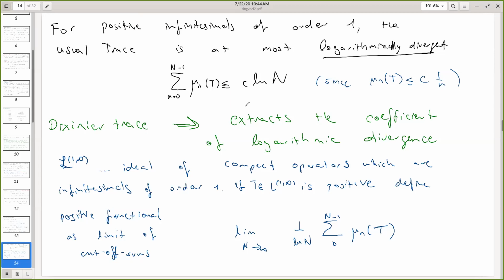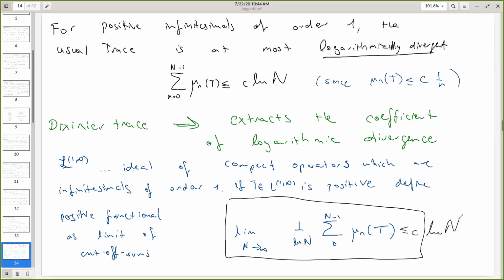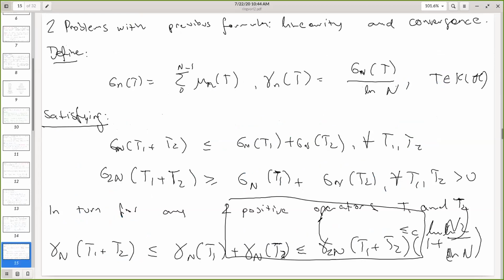And now let's define L of 1 infinity. It's the ideal of all compact operators which are infinitesimals of order 1. And if T in L1 infinity is positive definite, then we can define a positive functional as a limit of cutoff sums as the following. You see, because as I said, this can be, worst case scenario, ln n. So this thing can only be less than or equal to C ln n. You divide by the logarithm of n, and then you take the limit. This is how you define the trace. In a sense, this is the sensible way to do it.